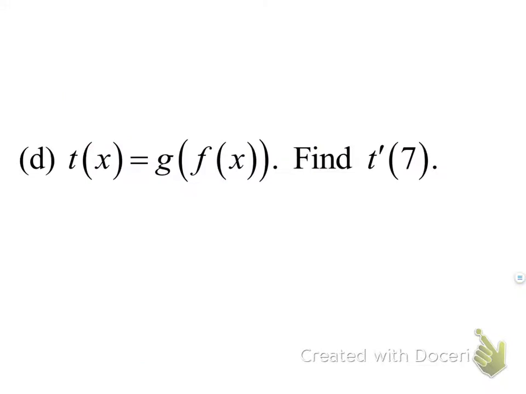Okay, next up. T of x, last one. G of f of x. We're going to find t prime of 7. So we need to find it in general terms first. We need to find t prime of x. Okay, so we take the derivative of the outer function, keep the inner function, times the derivative of the inner function. And we're going to replace x with 7.